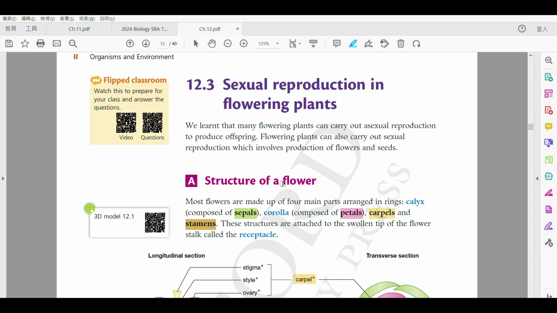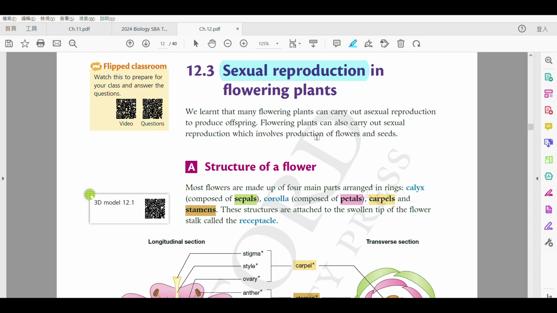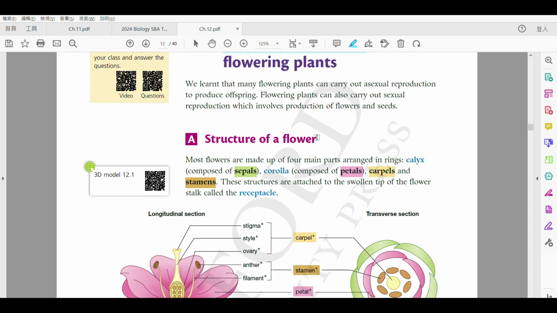If there is no question, chapter 12.3 is more fun, yet a little bit more difficult at the same time. Okay? A bit happier, but also more difficult. When we talk about sexual reproduction, in this section we're going to first learn about the structure of the flower. Before we learn about sexual reproduction, we need to learn their structure, just like human. Let's move on and see.